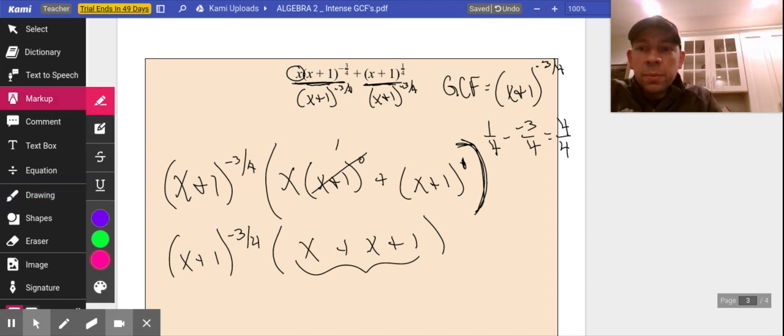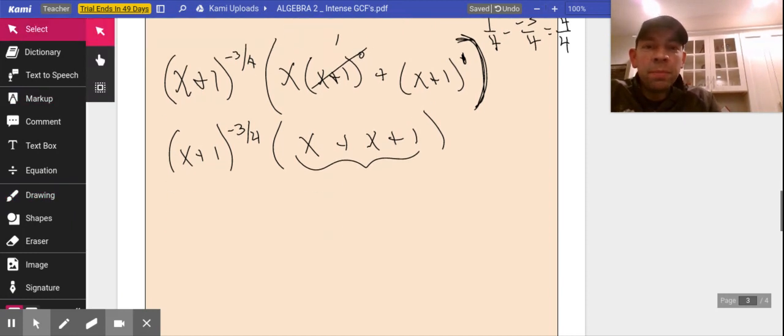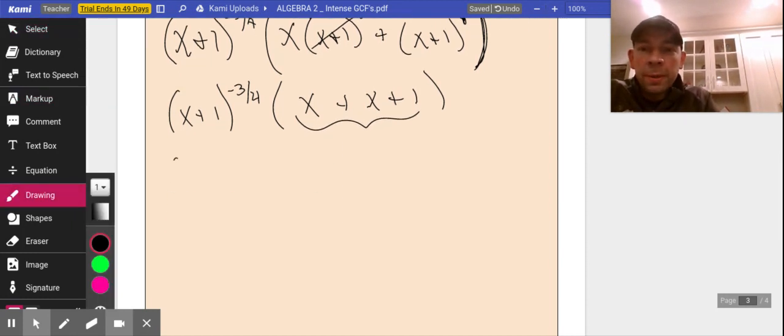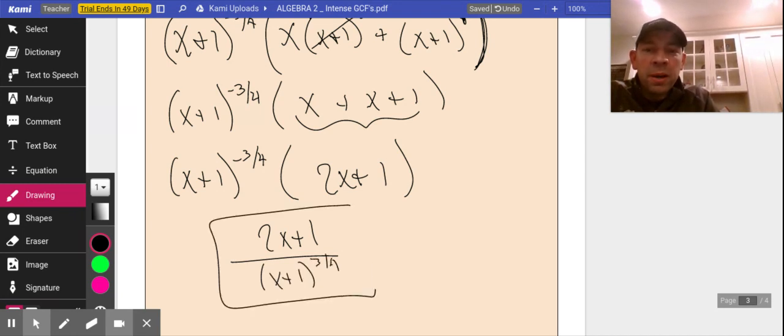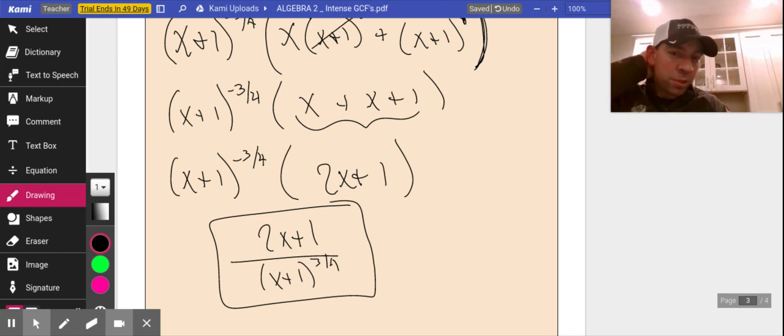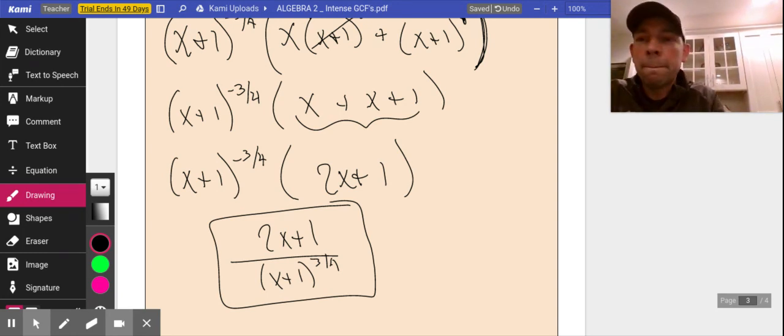And let's see, we're getting real good here with this problem. We're getting our money's worth. So we've got x plus 1 to the negative 3/4, combine like terms. And you know what? Let's show off a little bit. Let's rewrite this as 2x plus 1 divided by the quantity x plus 1 to the 3/4, just so we feel good about rewriting that x plus 1 quantity on the denominator.